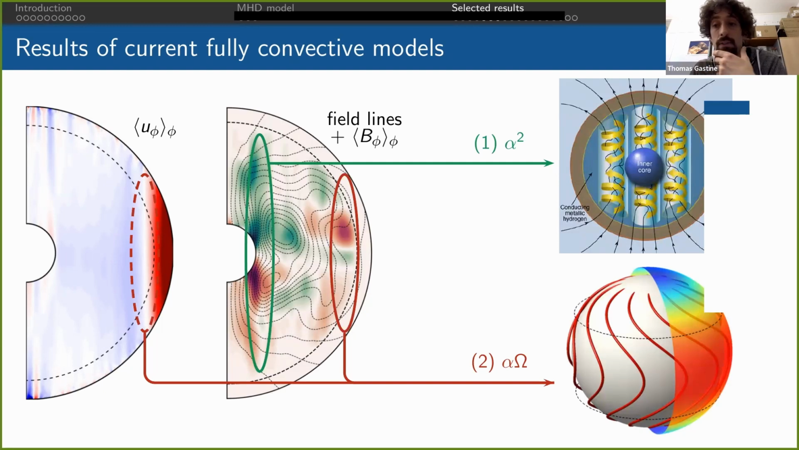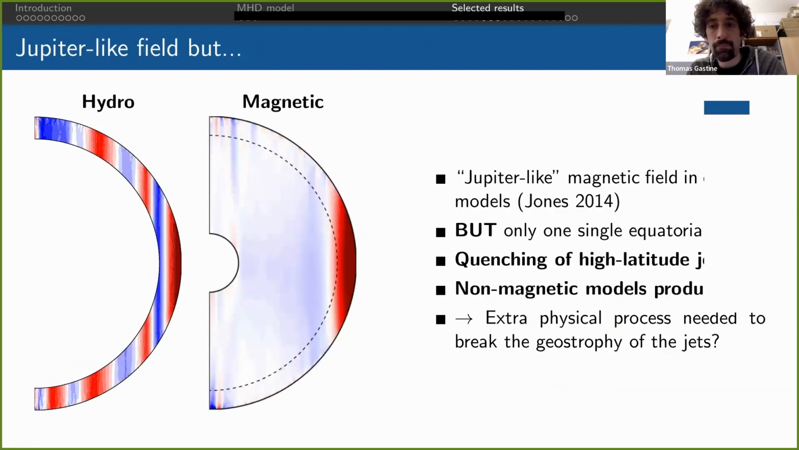And again, this mechanism was found to be fairly robust, in the sense that other models with different convective forcing or different details of the models found more or less the same. So this is what I say here. We produce Jupiter-like magnetic fields in those global models, for instance, similar to the models produced by Chris Jones in 2014. But the main drawback with these models is the jet structure.